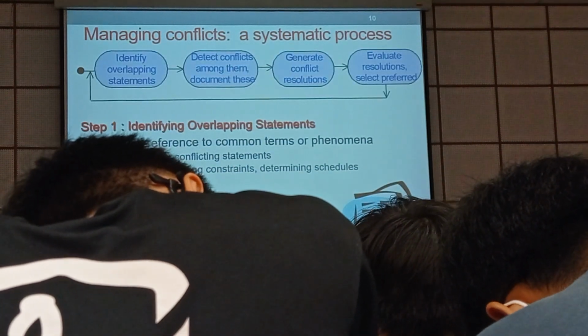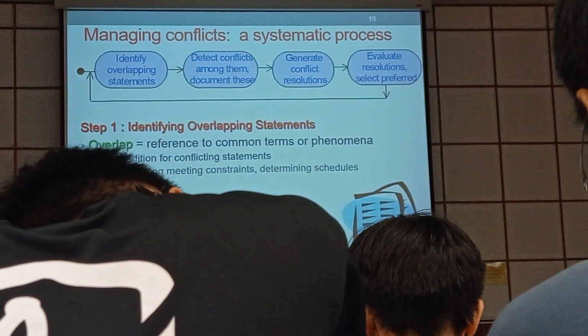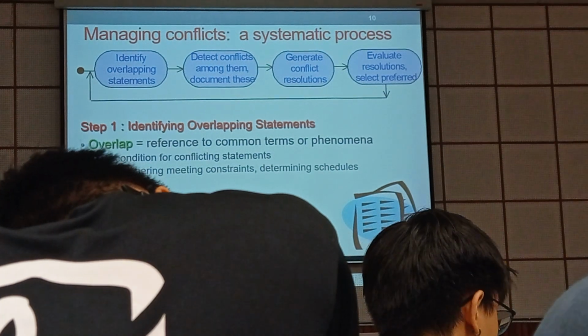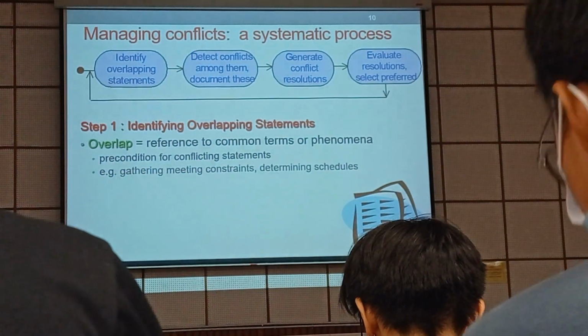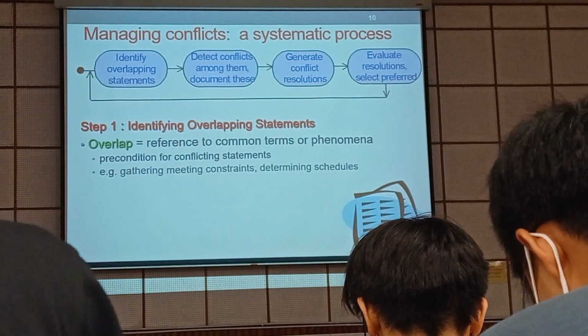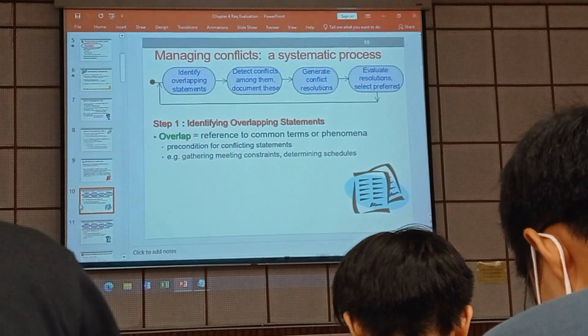When you have a conflict in your requirement document, there are 4 steps to solve it. What are the 4 steps? First, you identify the overlapping statement. How to identify the overlapping statement? Let me show you. Thank God, not stuck.